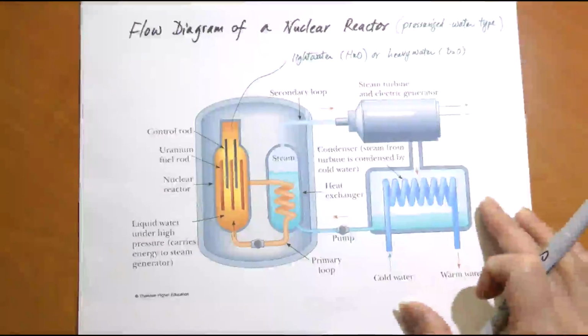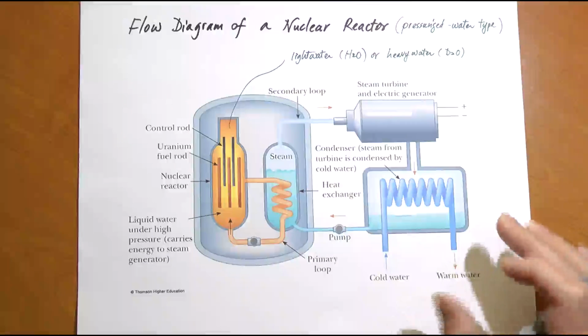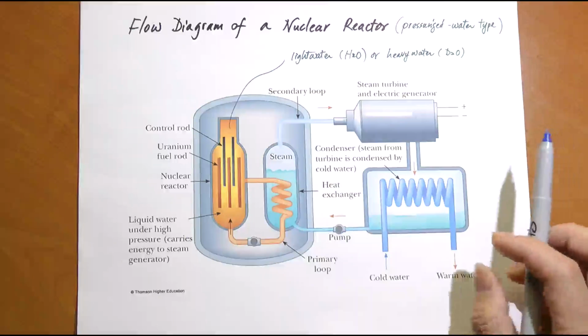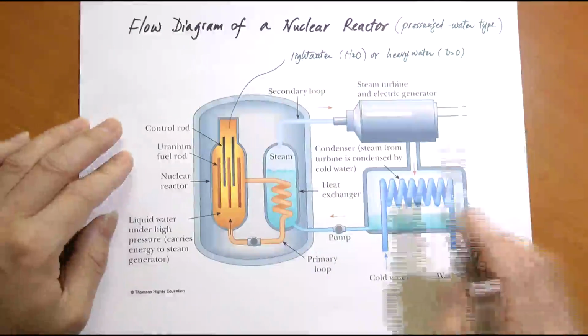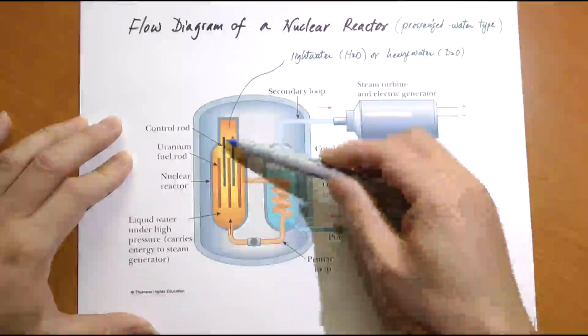Here is a flow diagram from the textbook. This is a type of nuclear power plant called the pressurized water type. Most of the nuclear power plants in the United States are of this type. So we have two loops, the so-called primary loop and secondary loop. Here's what's going on in the primary loop.